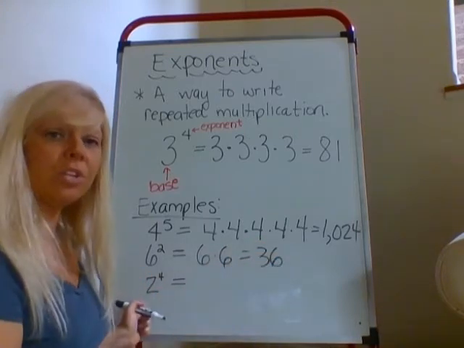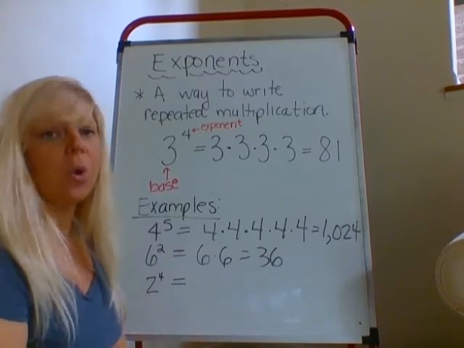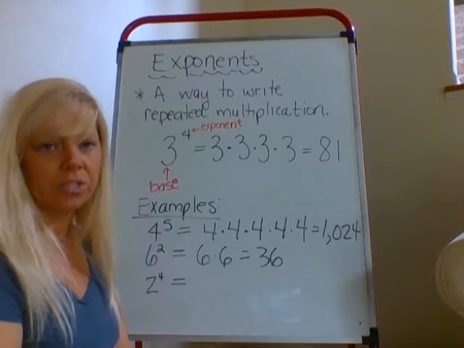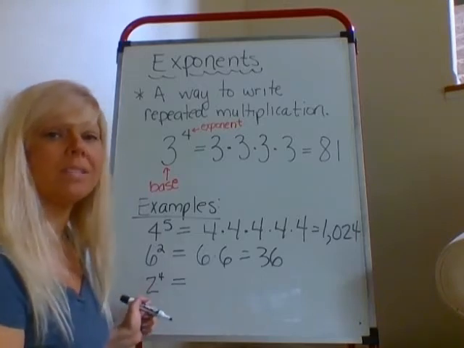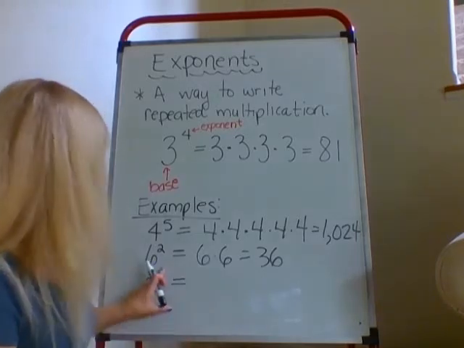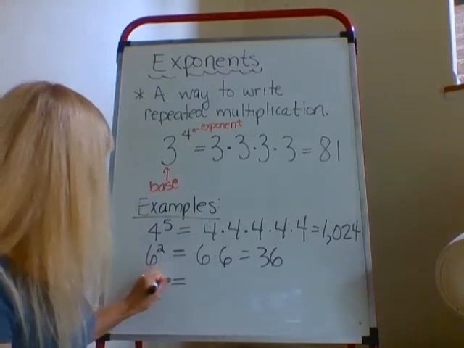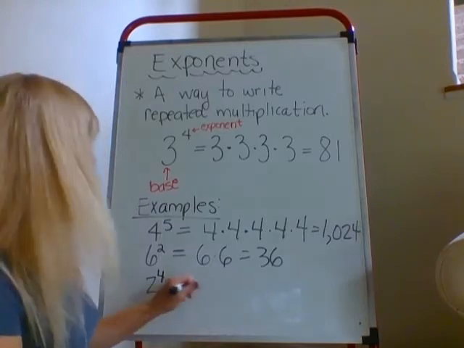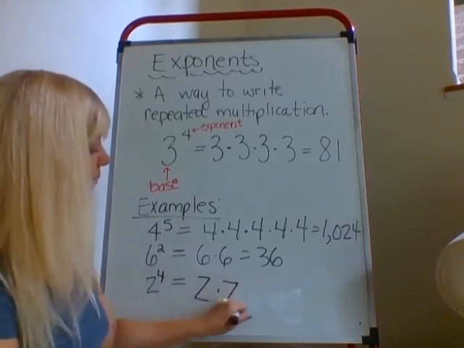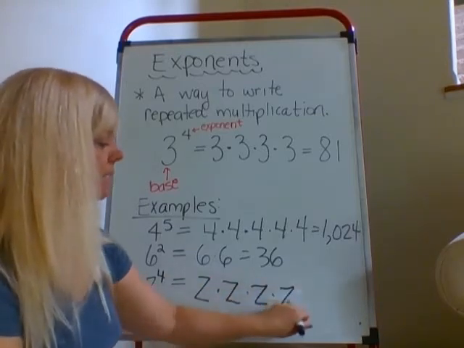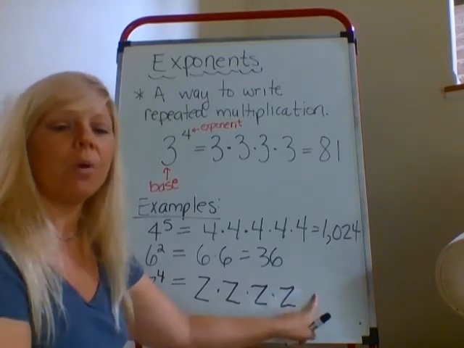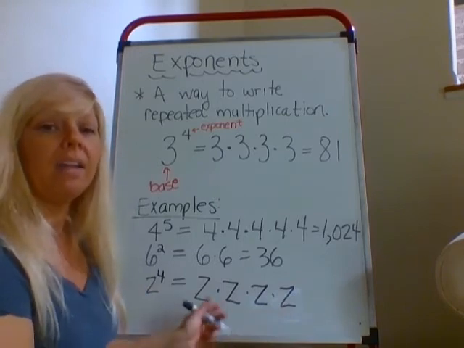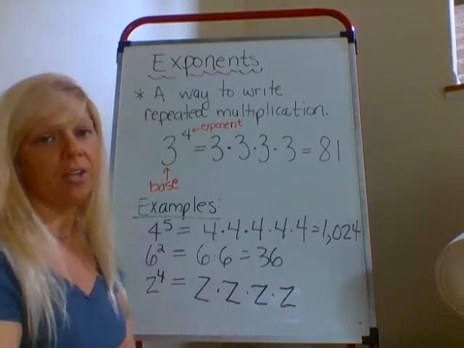Okay, we also can do this with variables. The only thing though is I cannot write an actual answer for this because I don't know what z is right now. And I know this is kind of small. Let me write this a little bigger. All right, so we have z to the 4th power. That means z is going to get multiplied 4 times. Now again, I can't figure out what the product of this would be because I do not know what z is going to be. And in this case, I can assign any value to z.